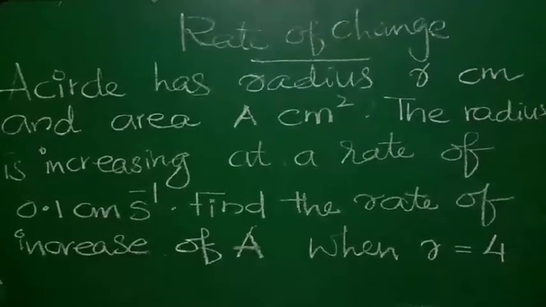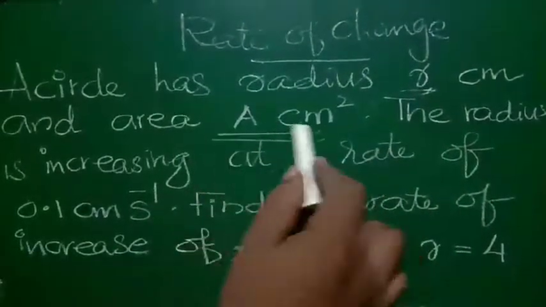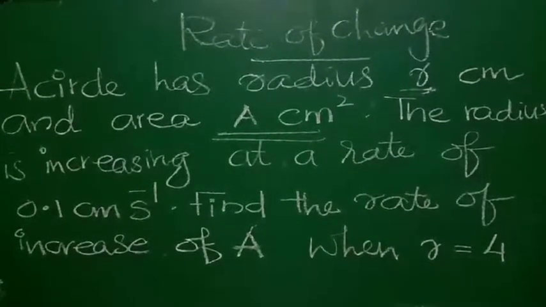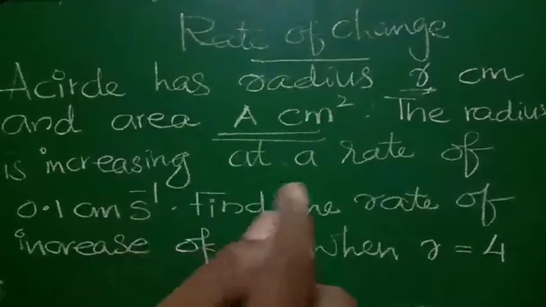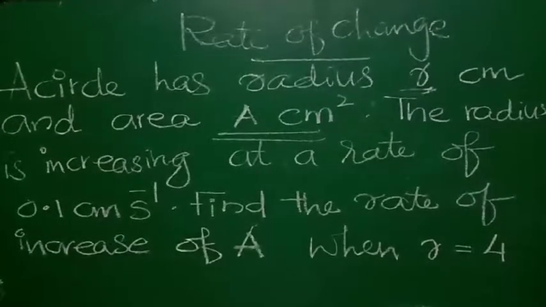So this question is related to a circle. It has radius r centimeter and area A centimeter square. So this question is related to the area of a circle. The radius is increasing at a rate of 0.1 centimeter per second. That means there is an increase in the radius with respect to the time per second. Okay, that means there is a rate of change for radius with respect to the change of time.